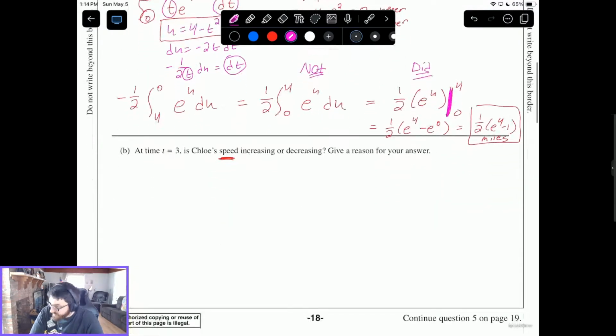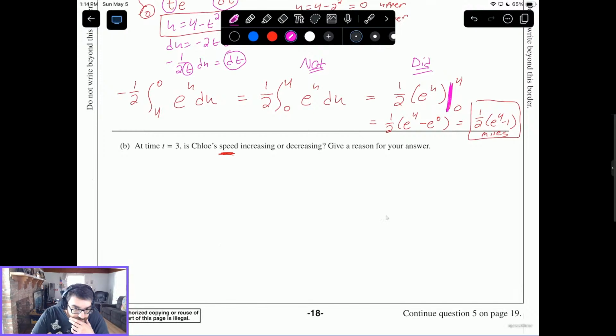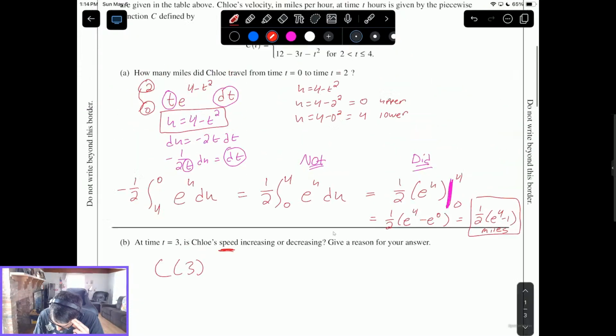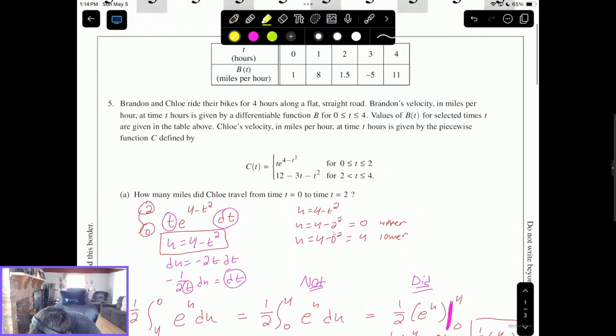Okay, so in order to solve this problem, I need to find the velocity of Chloe and the acceleration of Chloe at exactly t equals 3. Let's start with the velocity. Now the velocity is given by Chloe's table. So I just have to find the actual value of Chloe's table. So I'm going to go back up to my table. And I'm actually defined here this time, okay? Because 3 is in there.